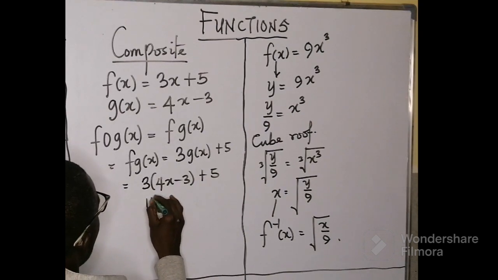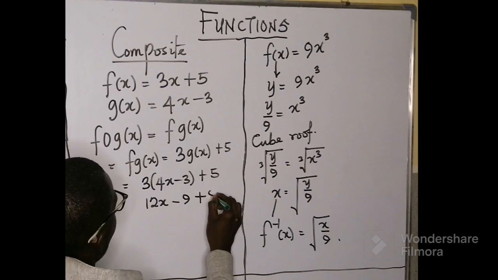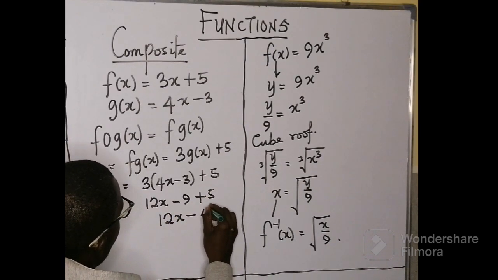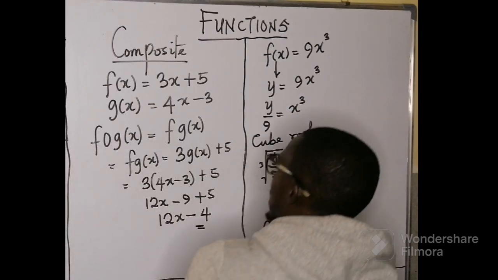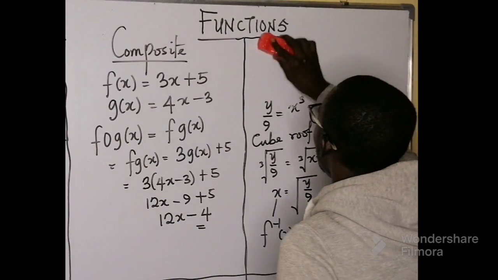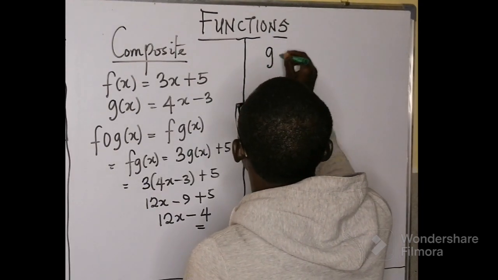3 times 4x is 12x, minus 3 times 3 is 9, then plus 5. That means you have 12x minus 9 plus 5, which will give you what? Minus 4. So this is called the composite function. They might also ask you to find something like gf of x.